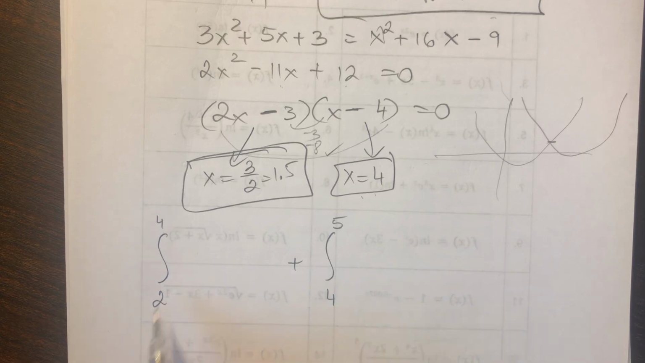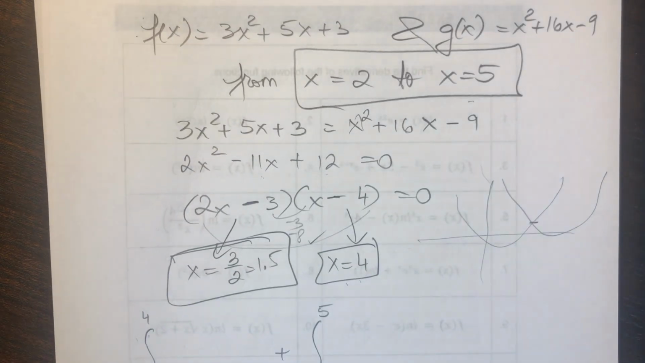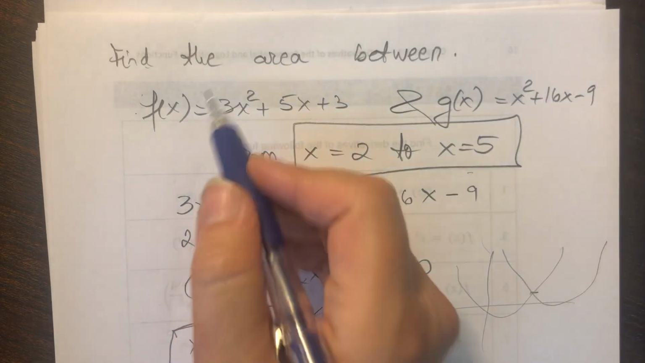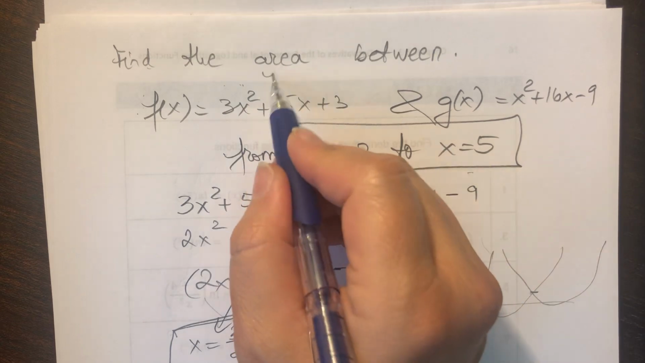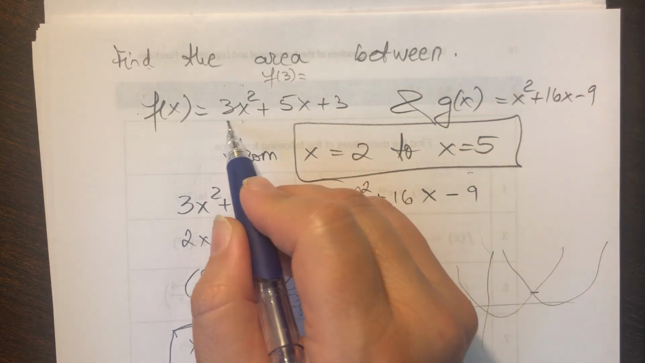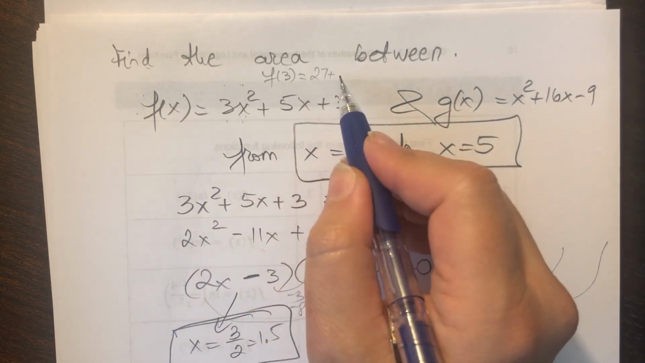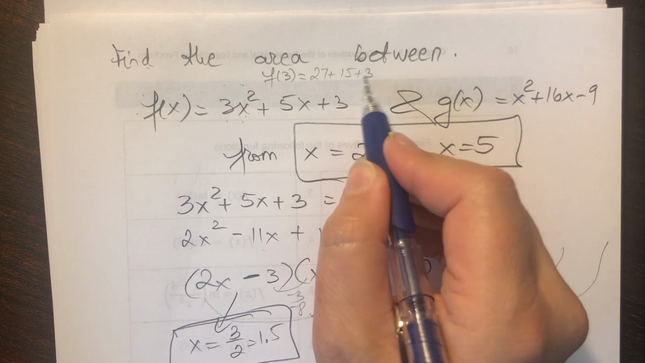So let's pick a test point between 2 and 4, which would be 3, and see which one of these functions is going to be more. If I plug in a 3 into this function, what do I get? 3 times 9, which is 27, plus 5 times 3, which is 15, plus 3.